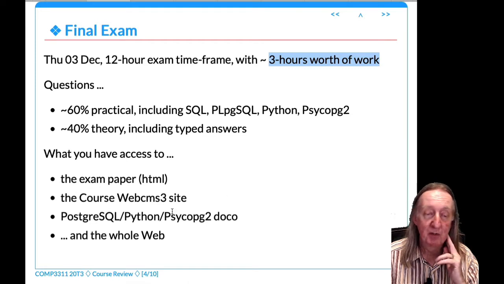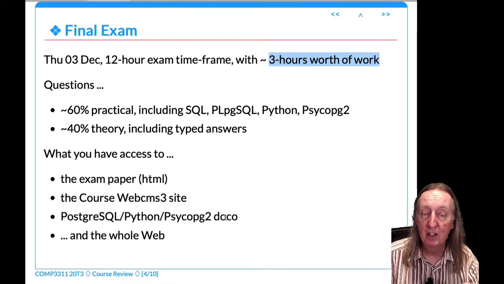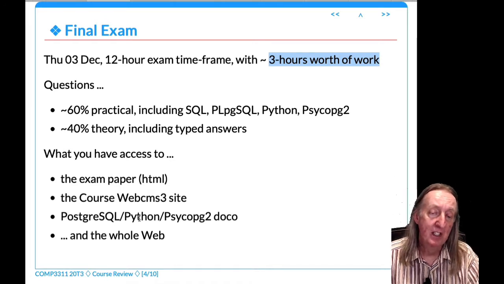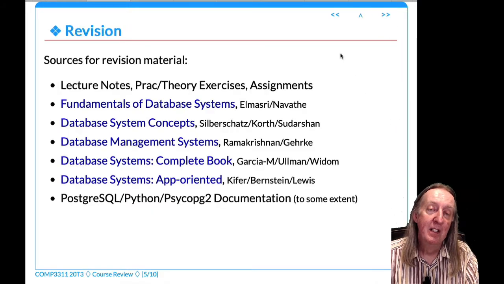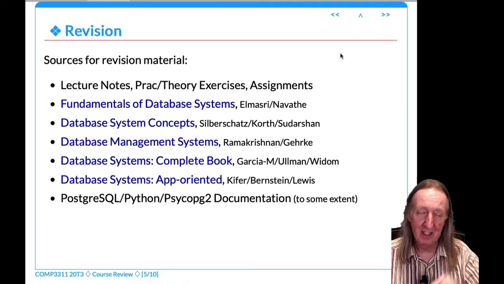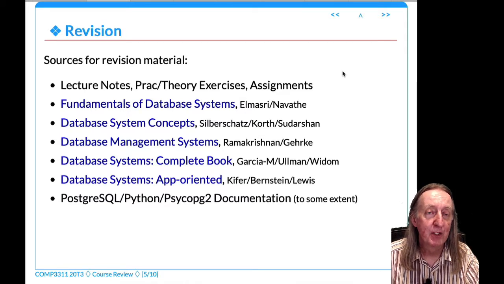You can look at the course website, you can look at the doco. I've got some summary documentation, but there are also links to the off-site Postgres manual, Python manual, and Psycopg2 manual. And of course, since you're working at home on your own machine, you can look anywhere you like on the web, except Chegg.com. And all of those other tutoring, as they call themselves, websites.